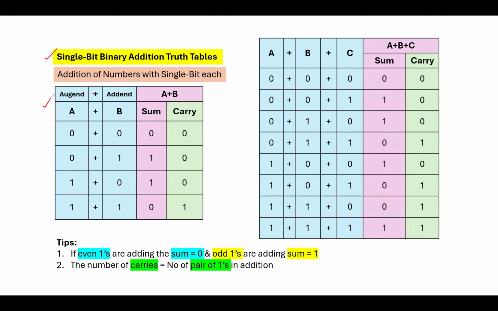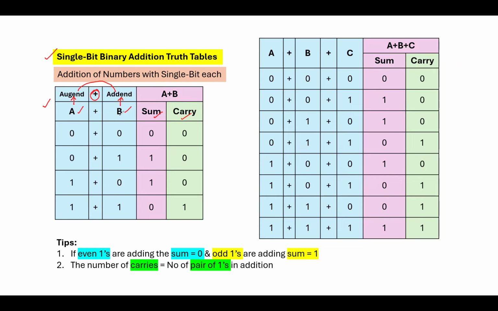In the first truth table, let us take two numbers with a single bit each. The first number is A, the second number we call B. These two are inputs. Plus is the addition operator. The output is A plus B, which gives sum and carry. We have two inputs A and B. Now we should apply the binary for these two inputs. Then we should write the sum and carry in binary form.